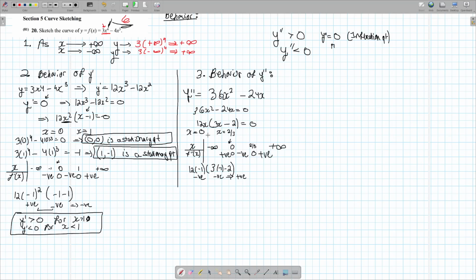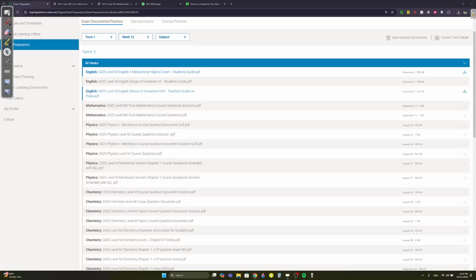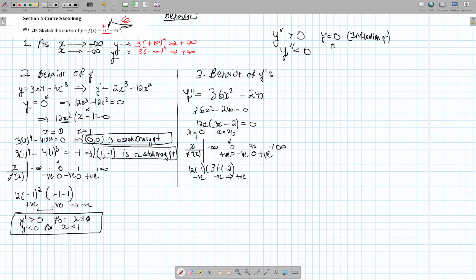You can't just say x equals 2 over 3. So to find our y coordinate at x equals 0, x equals 2 over 3, again, what do we do? We substitute it into our original equation. For x equals 0, we already found 0, 0, right? So we're going to say 0, 0 is an inflection point. And it's also, we said it's a stationary point.